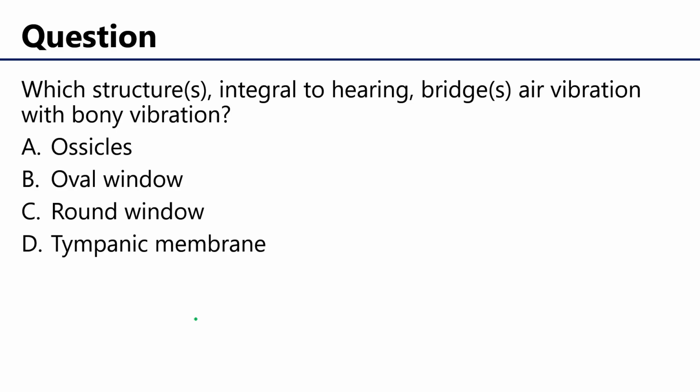So that leads us to the assessment question of this video, and that is, which structure or structures integral to hearing bridge or bridges air vibration with bony vibration? Is it the ossicles? Well, the ossicles are bony vibration, so that's not it. Is it the oval window? Well, the oval window is bridging the middle ear with the inner ear, so that's bony to fluid.